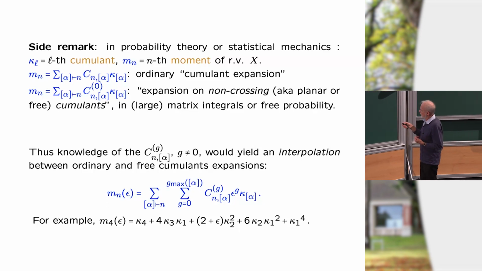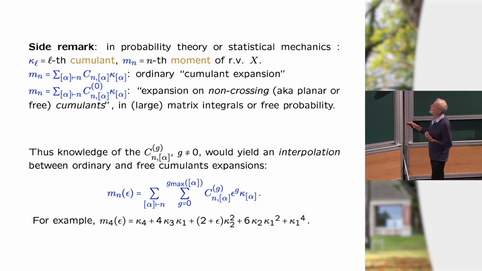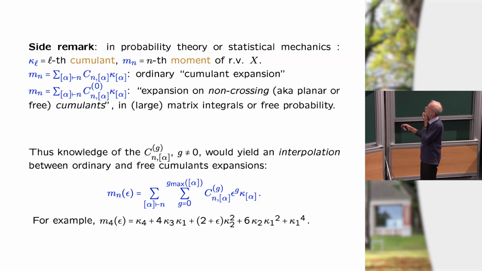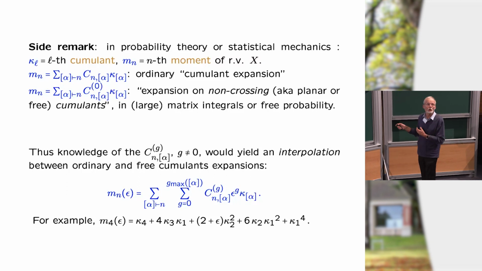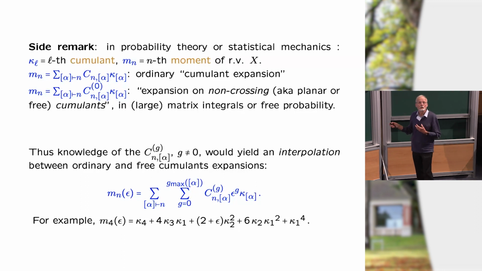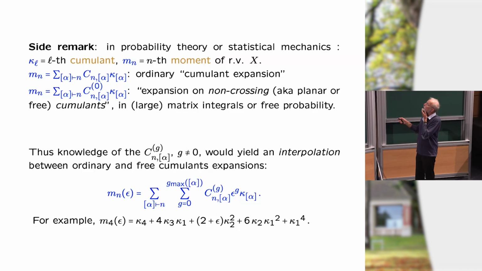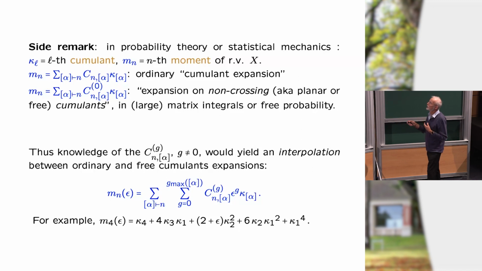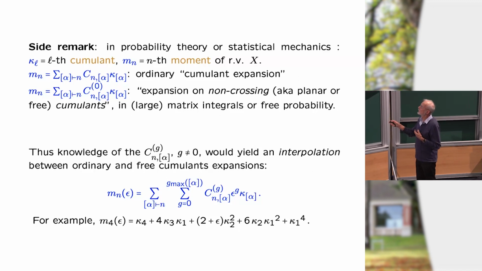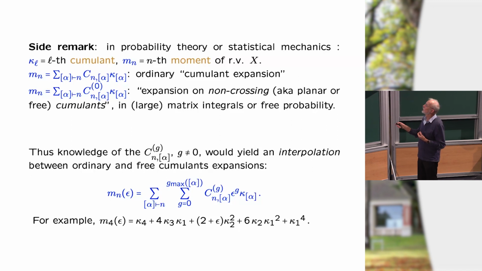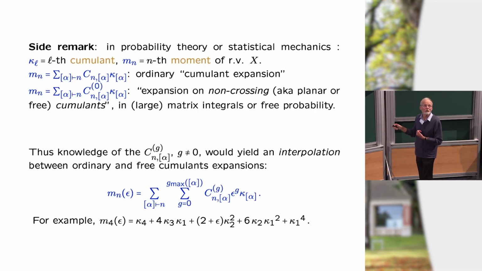Now, when you fix the genus and go, for example, to genus 0, which is the most well-known case, then you have an expansion on what people call non-crossing, also planar or free cumulants. This sort of expansion appears in several contexts, in particular in large matrix integrals, and also in free probability. So if we have an expression for these coefficients, this gives us a certain interpolation between ordinary and free cumulants.